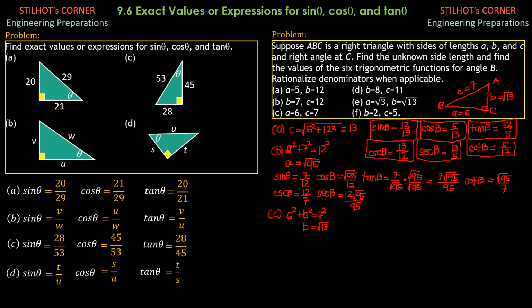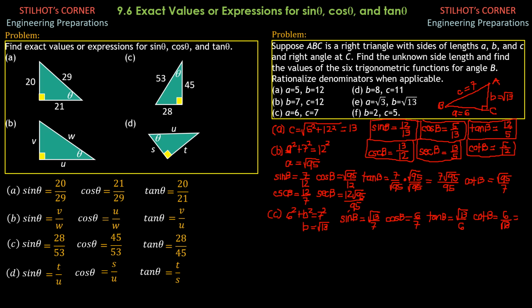So that sine of B is opposite square root of 13 over hypotenuse 7. Cosine of B, adjacent 6, hypotenuse 7. Tangent of B, opposite square root of 13 over adjacent 6. Reciprocal cotangent of B, 6 over square root of 13.